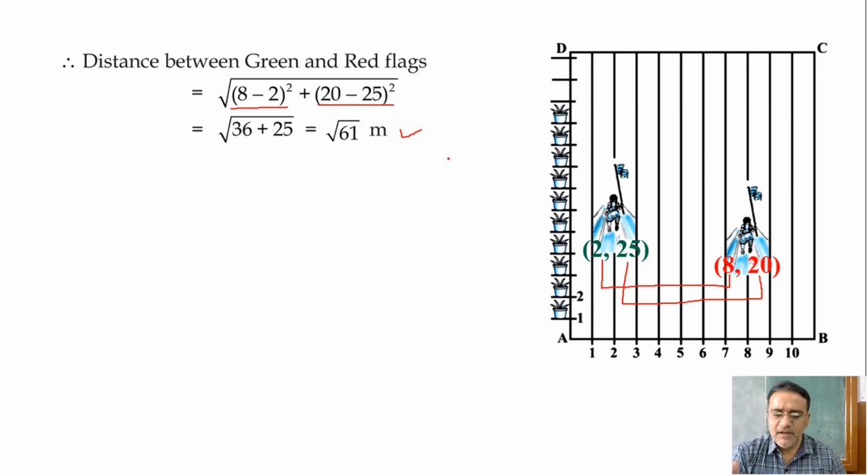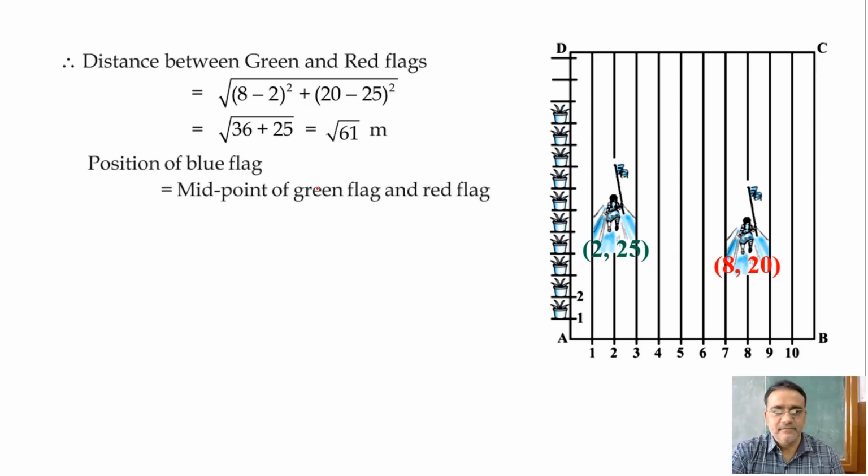Now we have to put the blue flag at the midpoint of the line joining these two points. Okay, the line joining from here to here, we have to place it exactly at its midpoint. So how will we find the midpoint? Position of blue flag will be equal to the midpoint of green flag and red flag. The formula is (x1 plus x2) by 2 and (y1 plus y2) by 2. That is (2 plus 8) by 2 and (25 plus 20) by 2. So 10 by 2 gives 5, and this is 45 by 2. So we are getting 22.5.